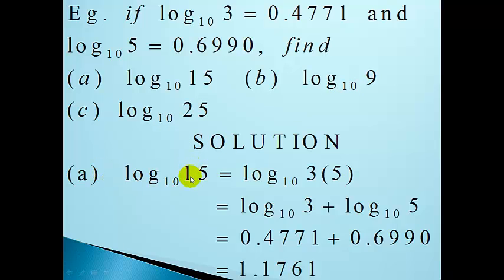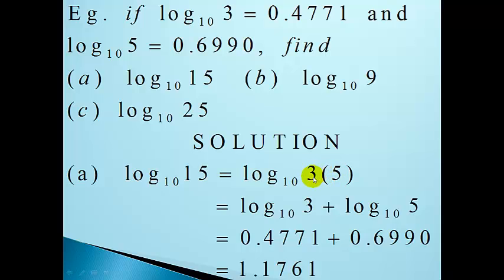A. We were given log 15 to the base 10. Take note, what we have to do is to express this number in another form. 15 can be expressed as 3 times 5, because when you multiply 3 by 5, it's still 15. And so log 15 to the base 10 is equal to log 3 times 5 to the base 10. Now we can see that the numbers are multiplying.